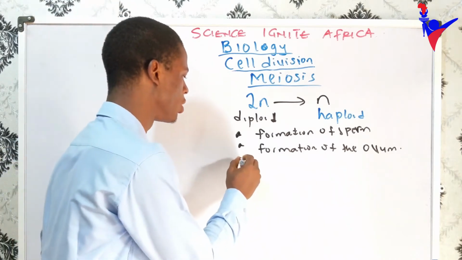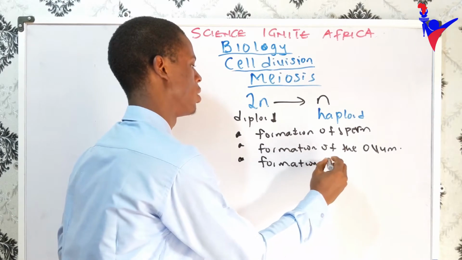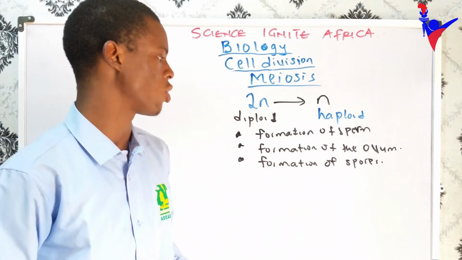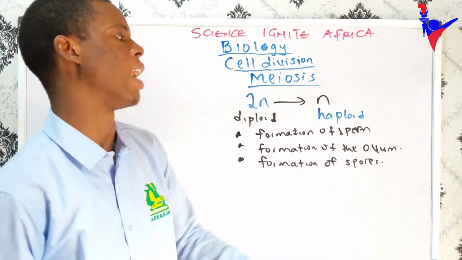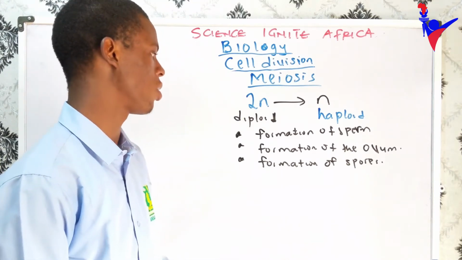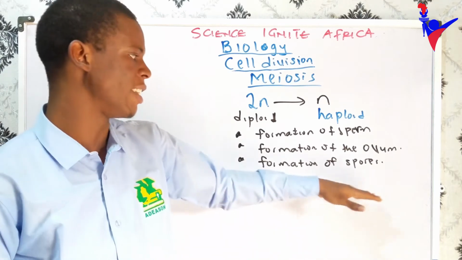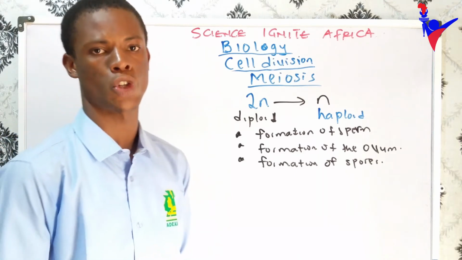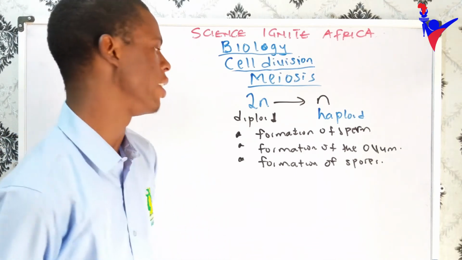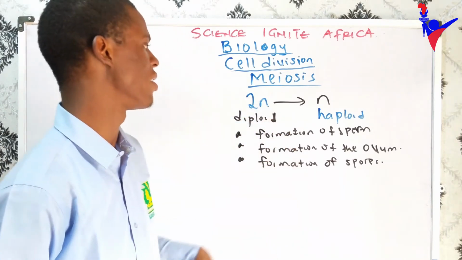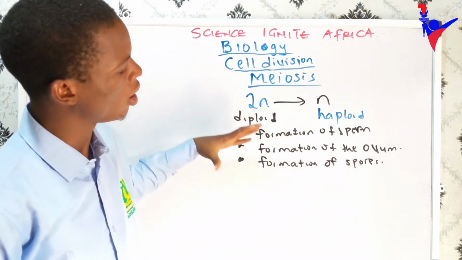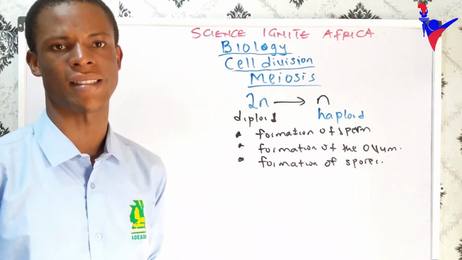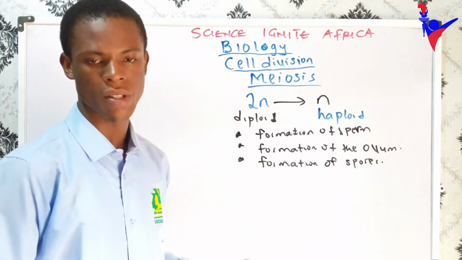and we also have the formation of spores, by simple plants that produce spores. Spores are haploid, the spores are dispersed, and they give rise to other organisms. You can see the formation of spores in the group of plants called fungi, like the Rhizopus, which produce spores that are dispersed, and you see the spores growing into other organisms. So these are examples of meiotic division, but basically we'll be looking at the stages involved in meiotic division.